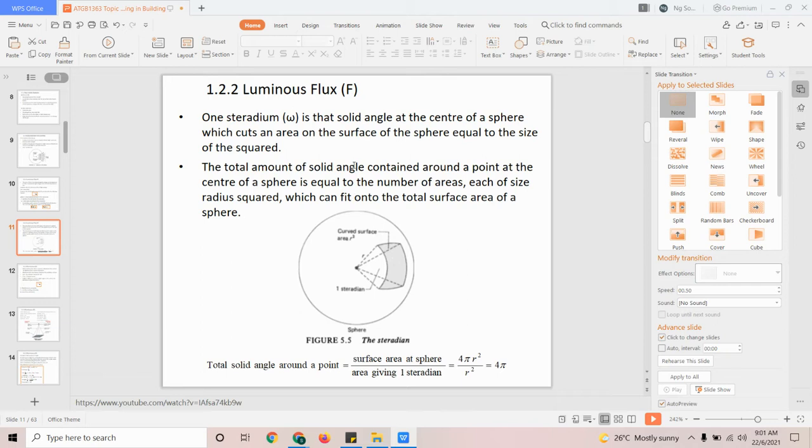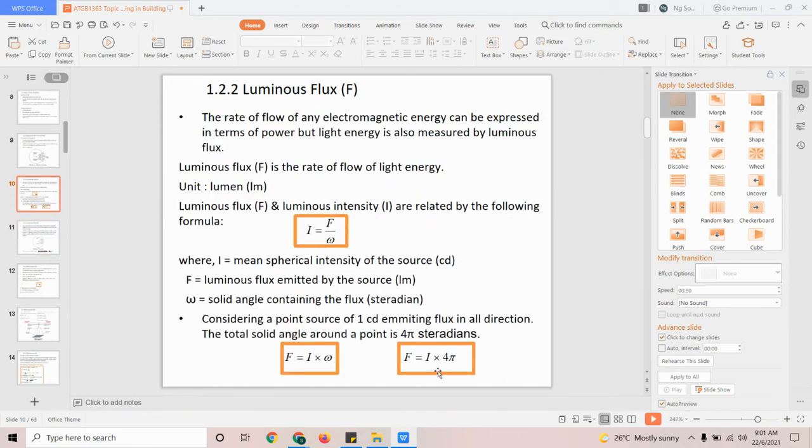So in a sense, this is all explanation. You can assume one steradian is equal to 4 pi. So that's where this formula comes about. When we substitute omega with 4 pi, you get this F equals I multiplied by 4 pi.